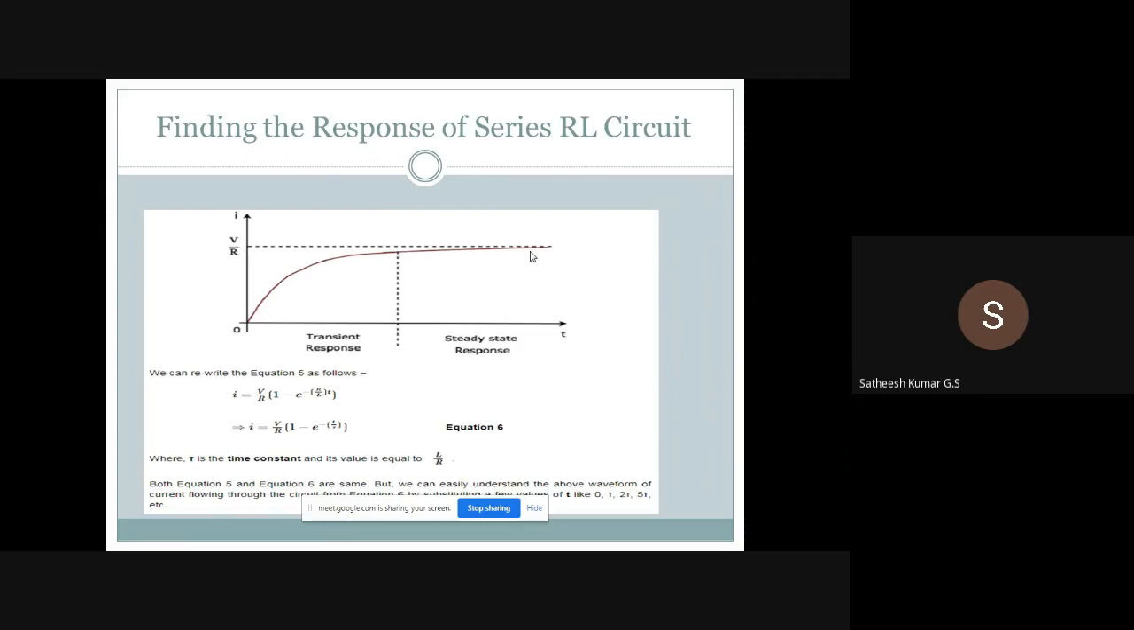So this is the graph for the RL series circuit. We can rewrite the equation as I equal to V by R times 1 minus e power minus R by L t. Okay. So we are analyzing how the transient occurs in a series RL circuit. In the same way, in a few previous classes we analyzed series RC and RLC, as well as parallel RL, RC, and RLC circuits for transient response.